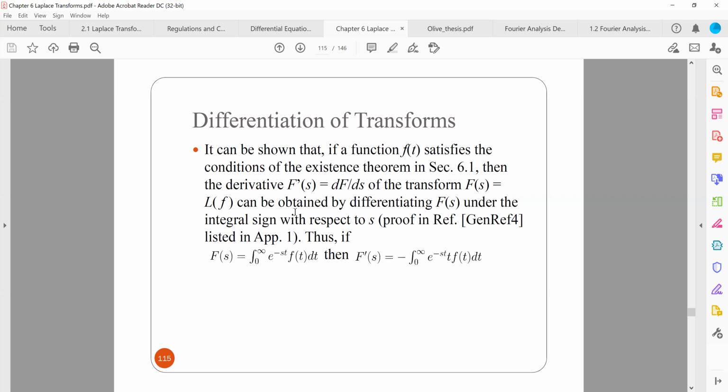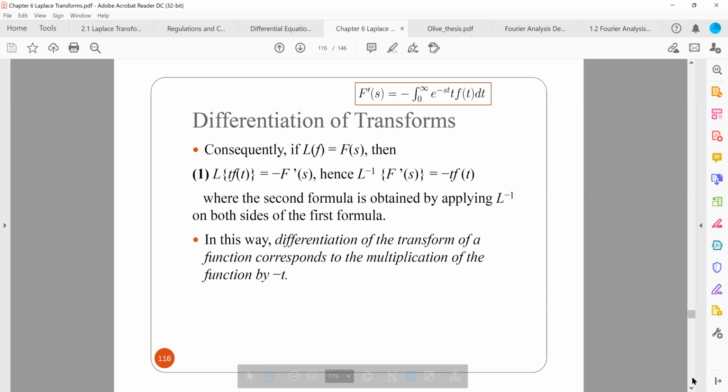Of course, it's the derivative of F(s), but it's equivalent to taking the Laplace transform of t times f(t). What's important is that the derivative of the transform of f(t) can be found by getting the Laplace transform of t times f(t). And that's what this formula is saying. We're going to look at some examples. So if this is F(s), its derivative is the Laplace transform of t times f(t).